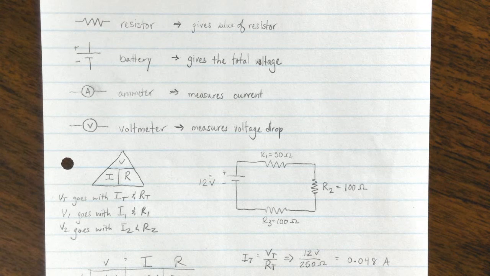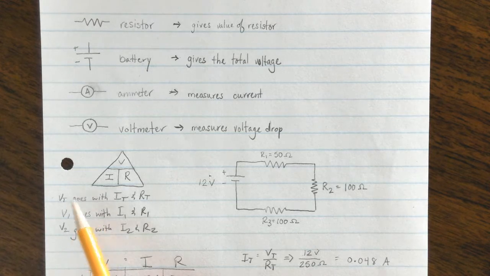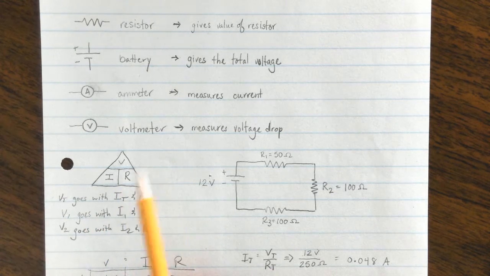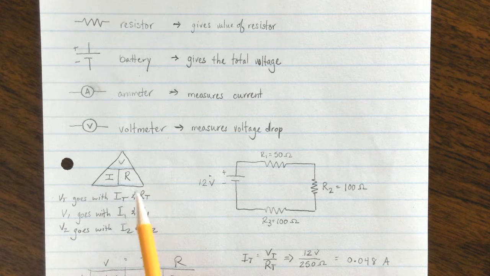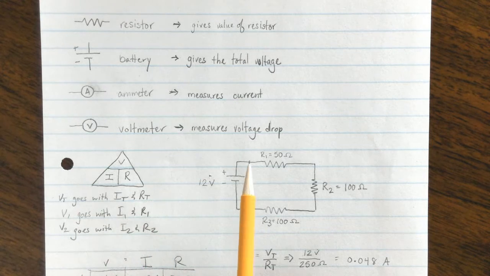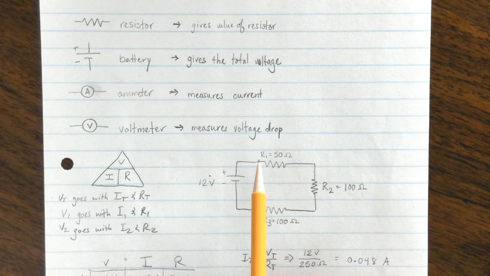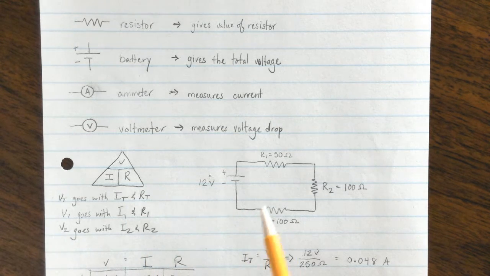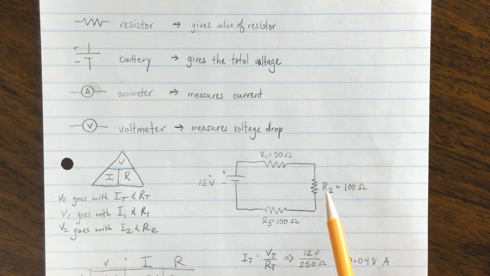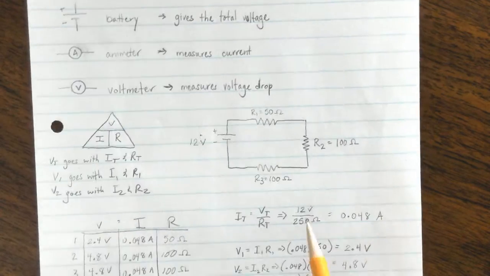We have a battery of 12 volts, resistor 1 of 50 ohms, resistor 2 of 100 ohms, and resistor 3 also 100 ohms. It's very important that you know everybody goes together. So the total voltage, VT, goes with the total current, IT, and the total resistance, RT. V1, the voltage drop across resistor 1, goes with R1 and the current through it, I1. And it just keeps going. V2 goes with I2 and R2.